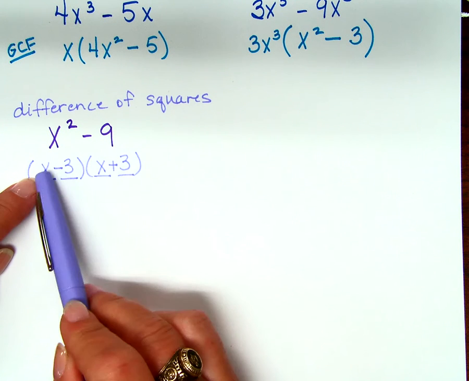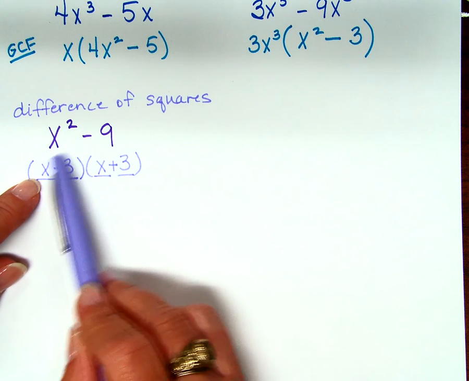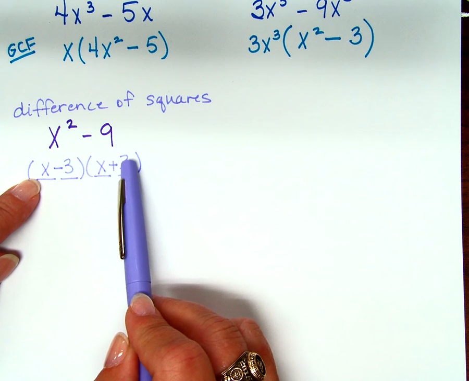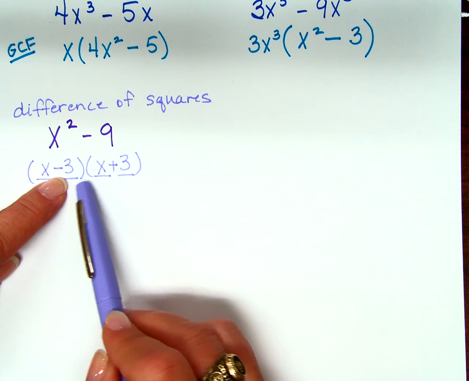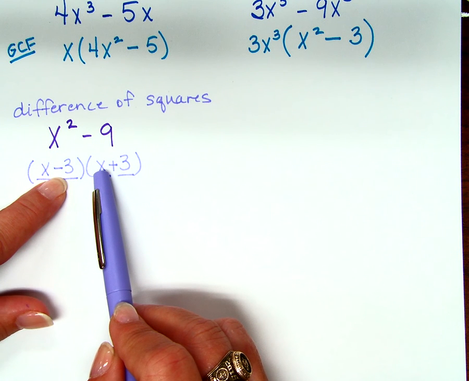X squared. What is x times 3x? Oh no, I just said the answer. Let me try again. What's x times 3? 3x. What is negative 3 times x? What happens with 3x and negative 3x? Yeah, that's 0, isn't it?